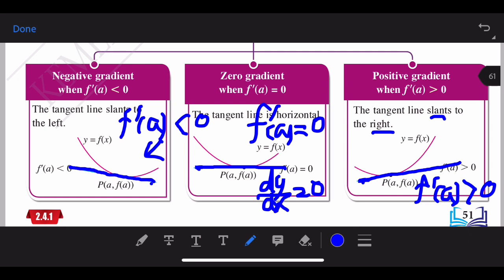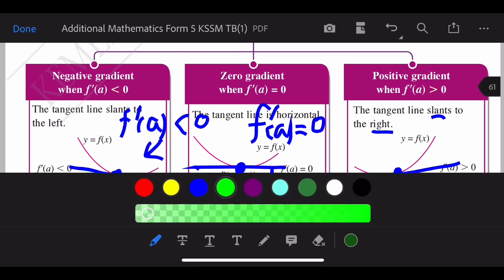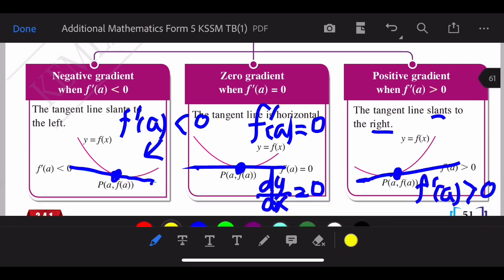So what is dy/dx? dy/dx is the gradient of the blue line, because the gradient of the curve at a point is the same as the gradient of the blue line, right? Because all the points that lie on the same line have the same gradient. So please remember, this is a very important concept. Okay, can you understand?